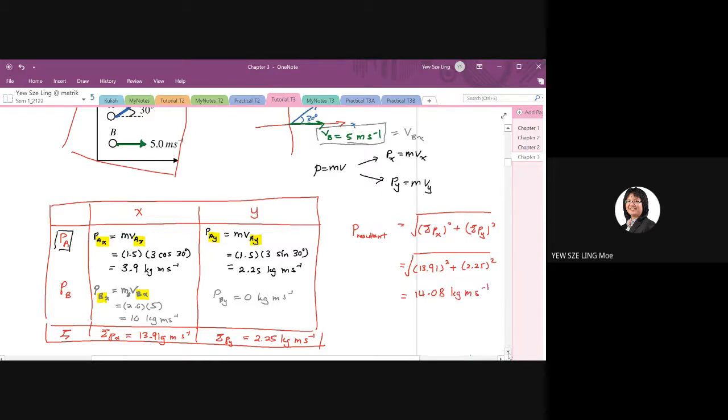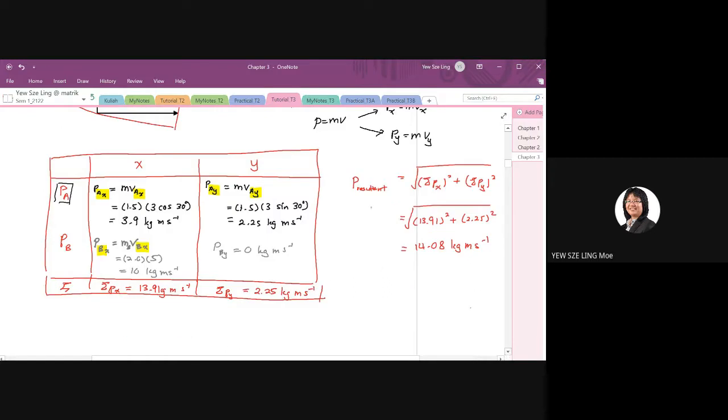And of course, again, don't forget that P is a momentum, which means you need to calculate its direction. So theta equals tangent negative 1, open bracket, summations Py over summations Px, close the modulus. Therefore, you're going to obtain an angle 9.19 degree. So how do I know which quadrant it is?